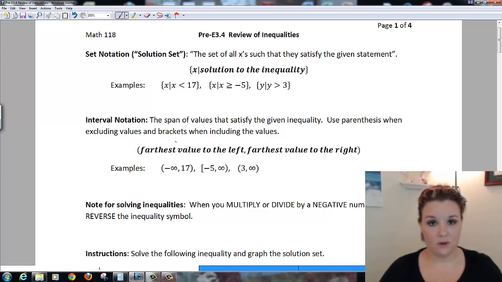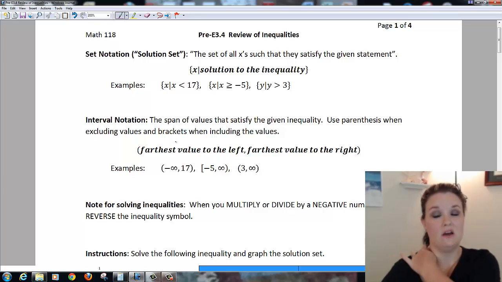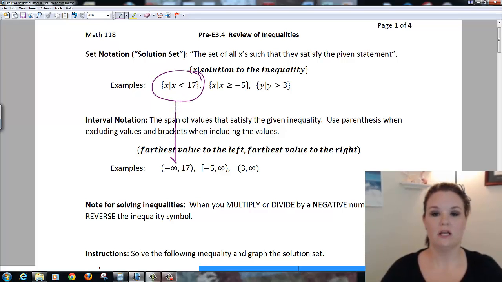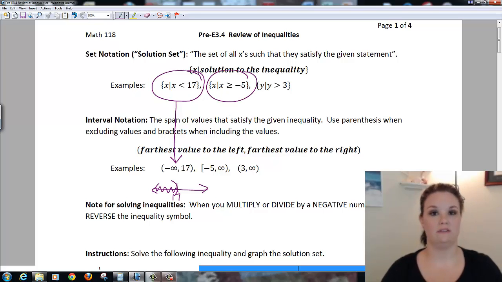Interval notation is the other way we express our answer, which is the span of all values that satisfy the given inequality, or what we get when we solve it. And we use parentheses or brackets depending on if we're including a value or not including a value. So I'm just using these ones from above. If I were to get x is less than 17, that means I'm starting at -infinity and going all the way up to 17, but notice here, since it's a strict less than, I'm using a parenthesis on 17. If I wanted to graph this, it's everything less than 17, everything over here and not including 17.